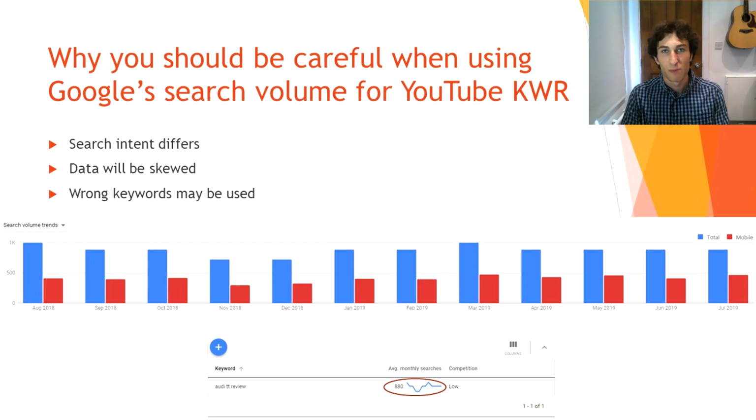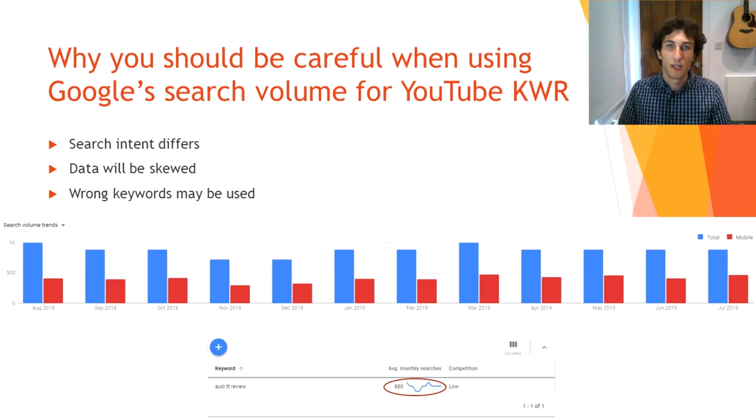So the example I had before of the Audi TT review, somebody who's looking to buy a car may want to look at videos of people actually driving the car and reviewing them. Hence, there may be more searches for this on YouTube as opposed to Google. And this is quite evident because we can see that there are under 1,000 searches of Audi TT review, whereas I'm pretty sure there's a lot more of that on YouTube.